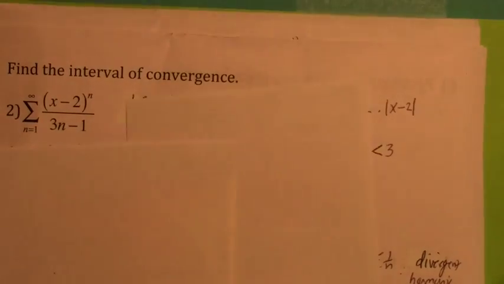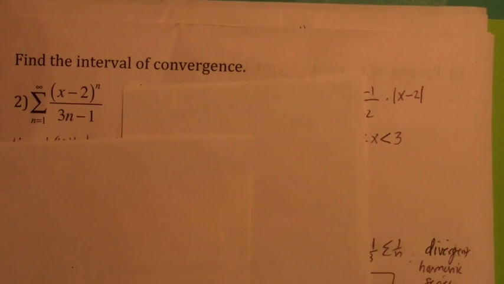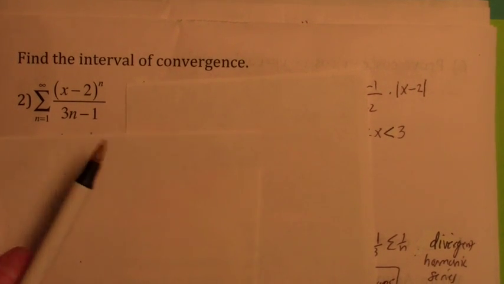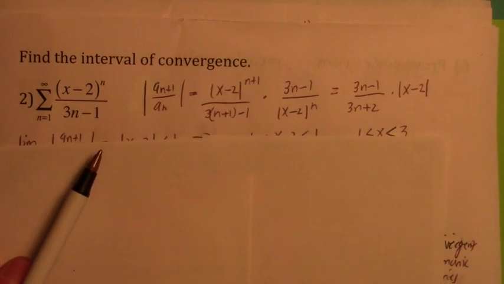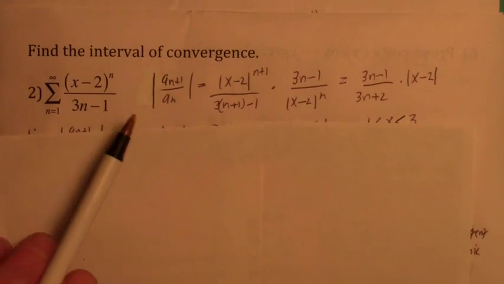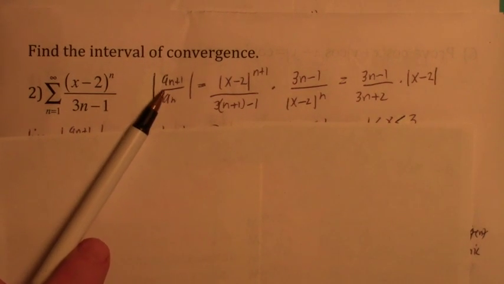Okay, let's try another one. I'm going to do a couple, then I'll give you a bunch to try. How about that? All right, we're going to use the ratio test. Instead of writing the limit on every step, let me just look at the absolute value of a sub n plus 1 over a sub n.